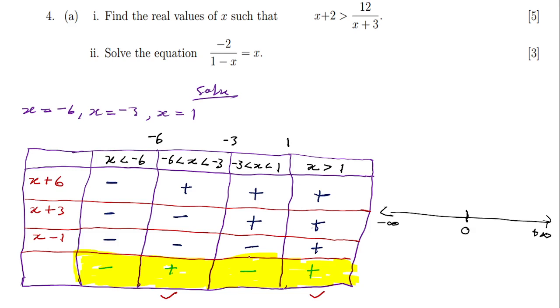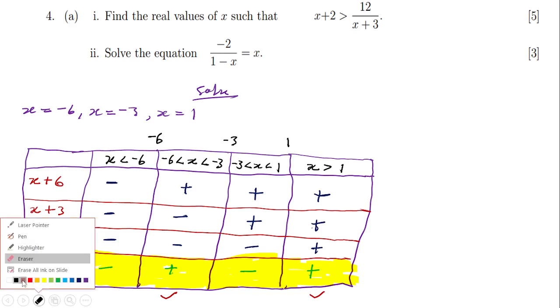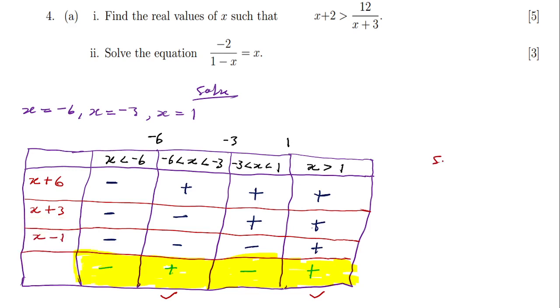So from here you can come up with a set. Let me just erase that table. So this is what you can say: the solution. For the solution in this particular case, if I was you, I can write as follows: -6 less than x less than -3, and then union, x is greater than 1.